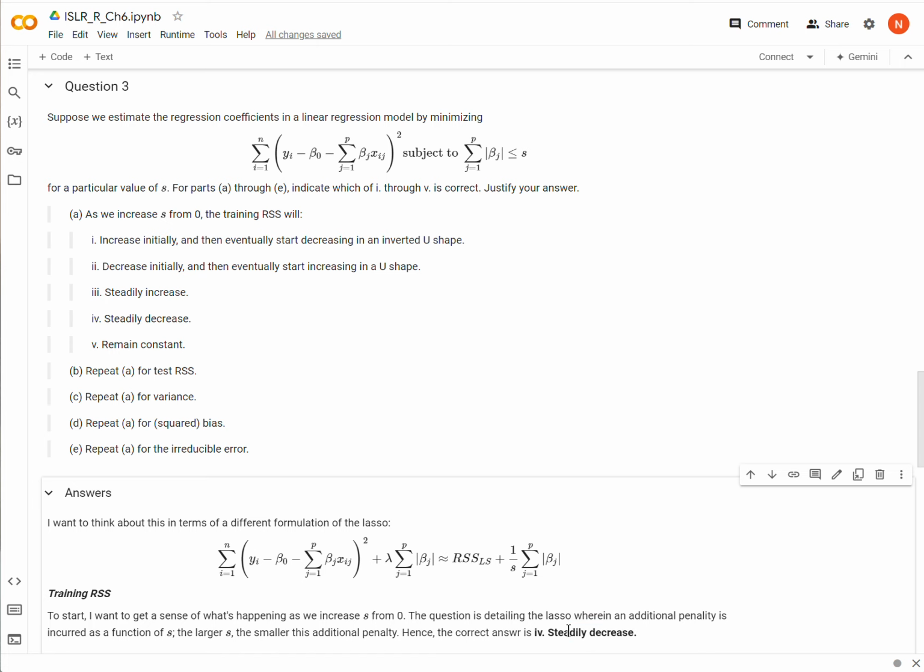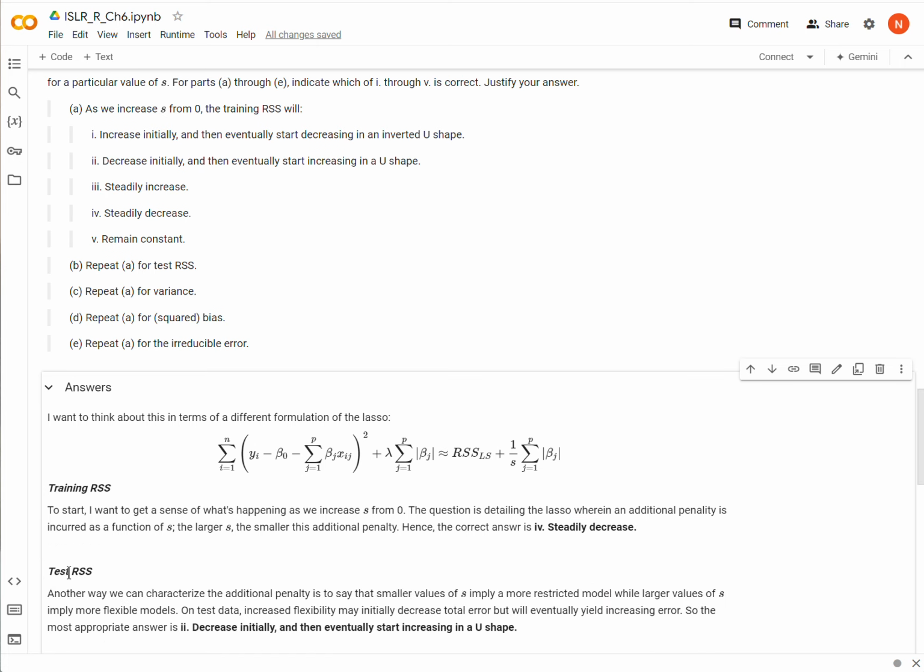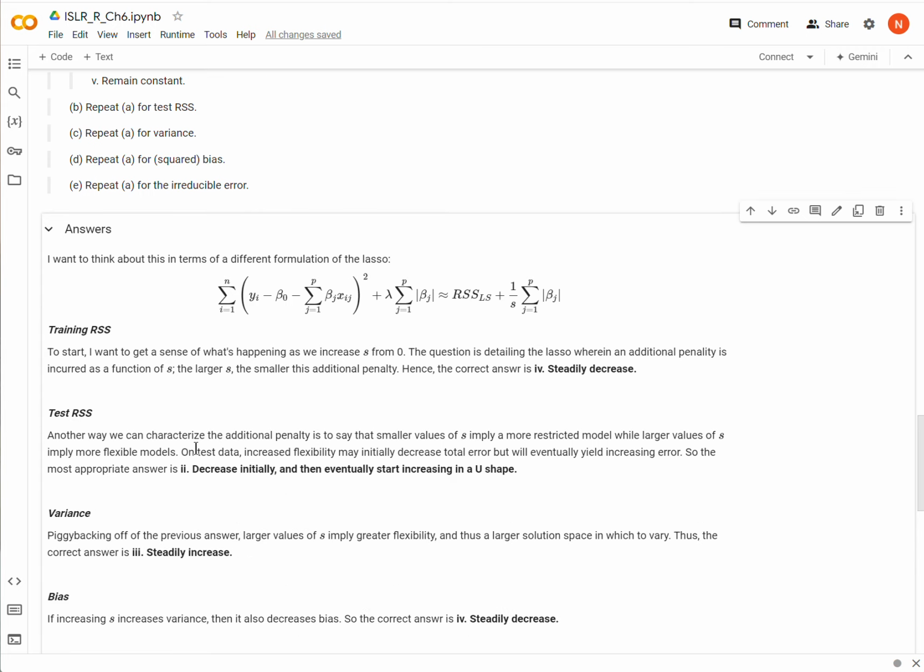Now the next part is, what about the testing residual sum of squares? We just looked at the training residual sum of squares, but what about the testing residual sum of squares, on data that the model was not trained on?